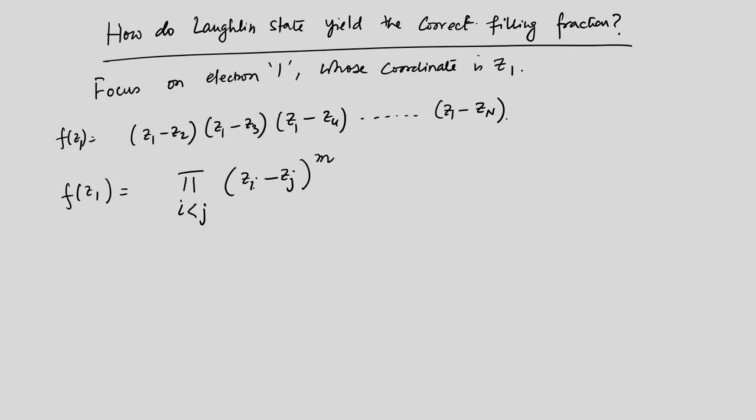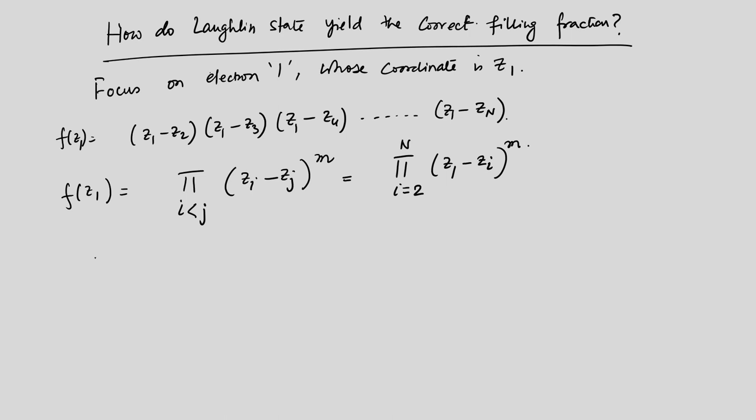Because now we are just talking about all of them, which are these products, and just that i is not equal to j. And this is equal to, if you write it clearly, then for zi equal to z1, this becomes that. So it's the product from 2 to n of (z1 minus zi) whole to the power m.